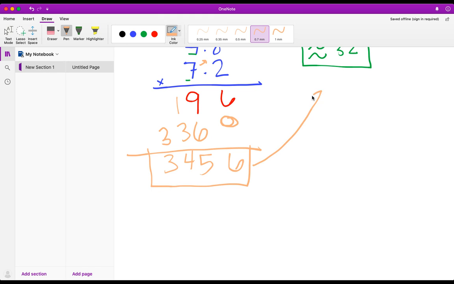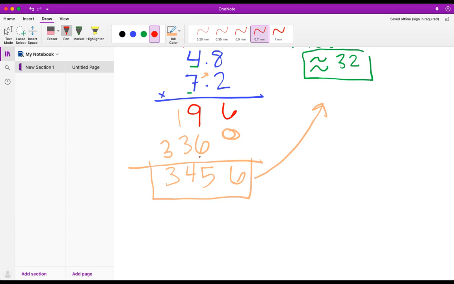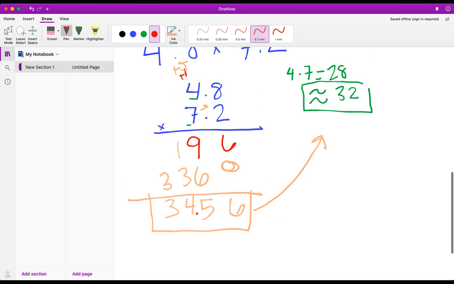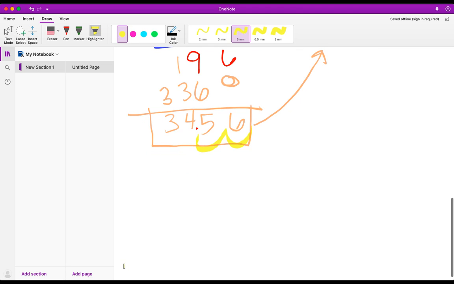Well, we guesstimated up here it was going to be about 32. So I'm willing to bet my decimal point goes right here. Let's go ahead and do the jumping method just to double check. There's one decimal here, so I do one jump. There's another decimal here, so I do another jump. That's two jumps all together. I start here, 1, 2, bada bing, bada boom. Looks like we have the correct answer.